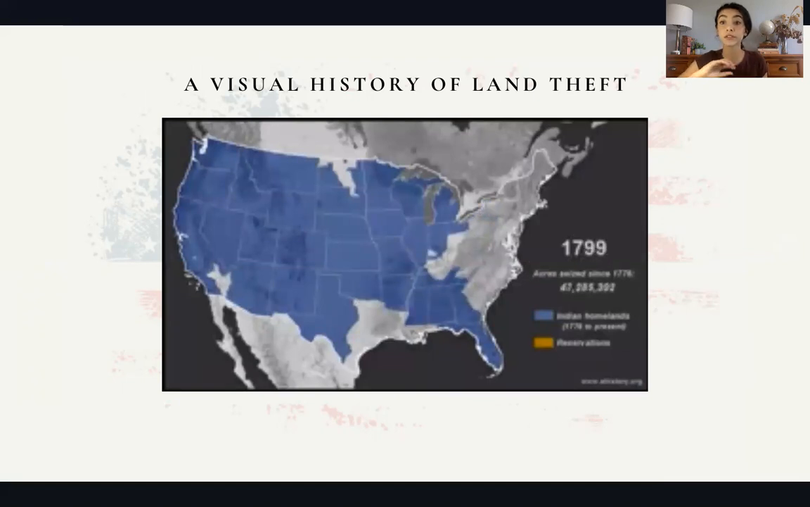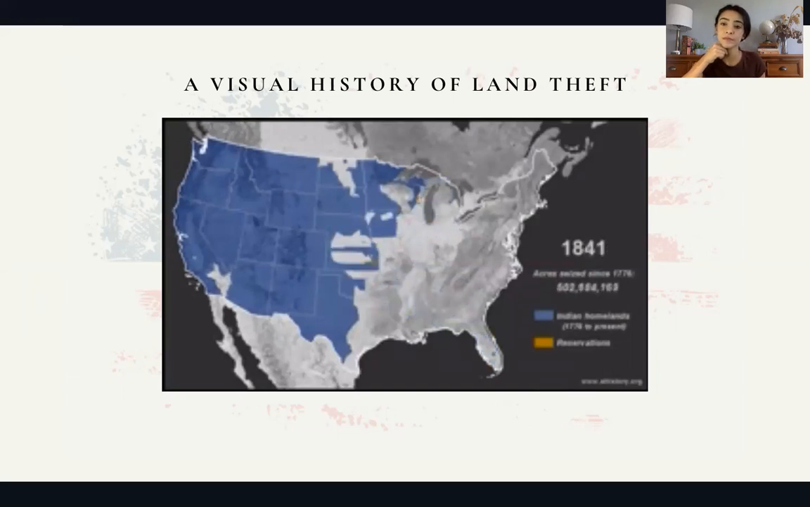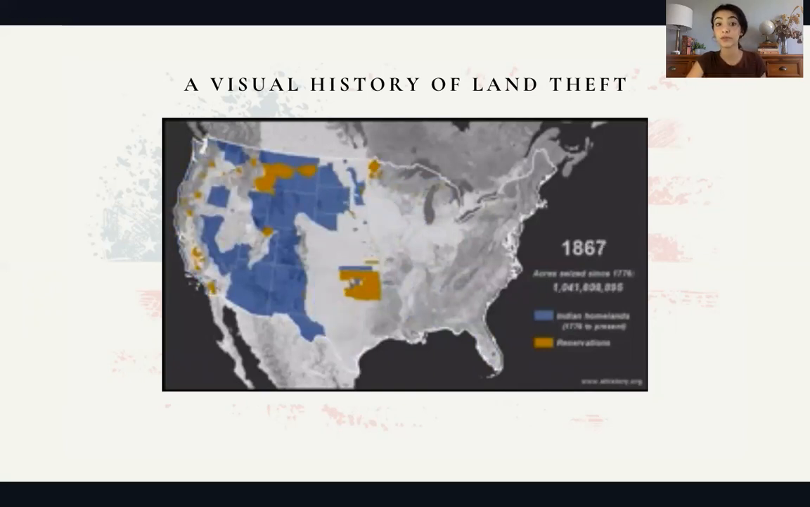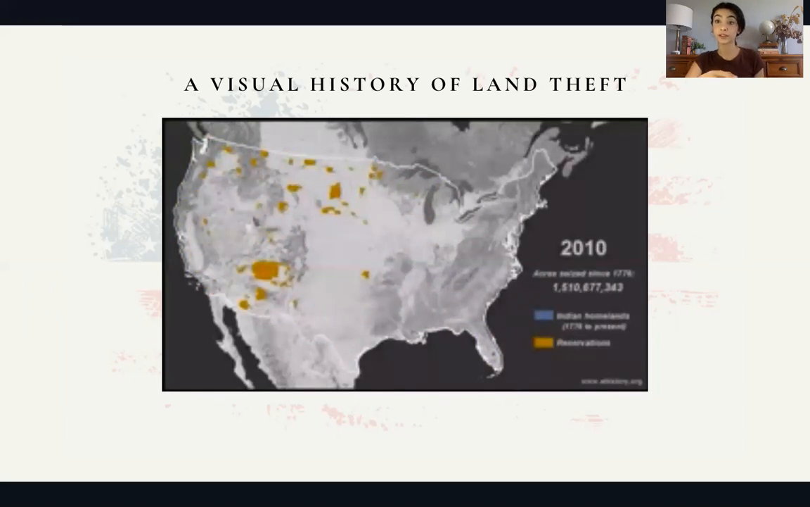At this point, the two policies are through treaties and through executive order. And at this point, we see the aftermath of the Mexican-American War, where they take what is now California. And then the rise of the reservation system. And that is the effect of the Dawes Act.